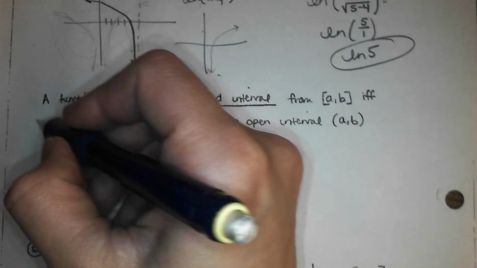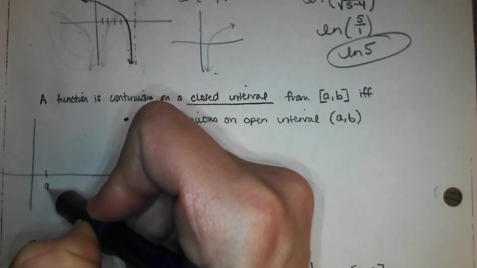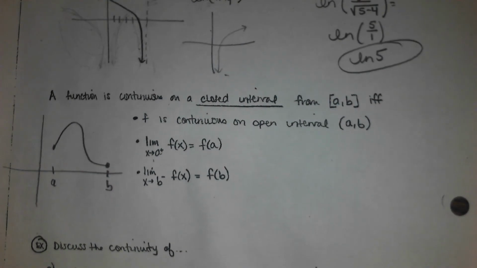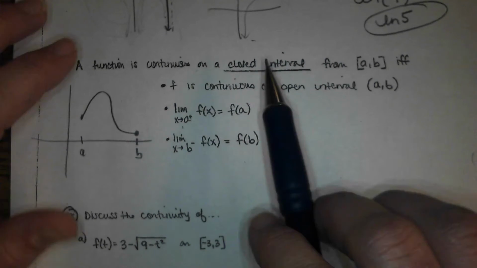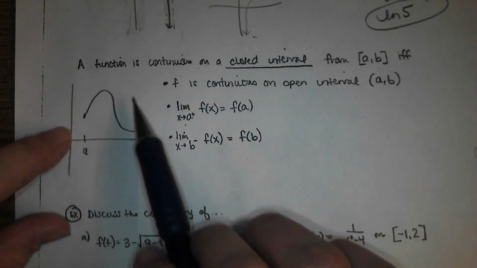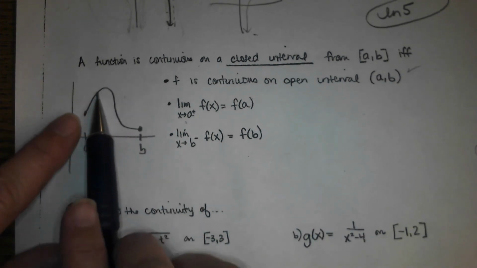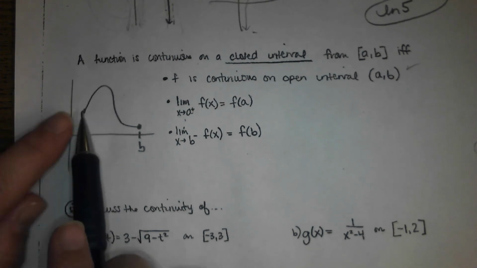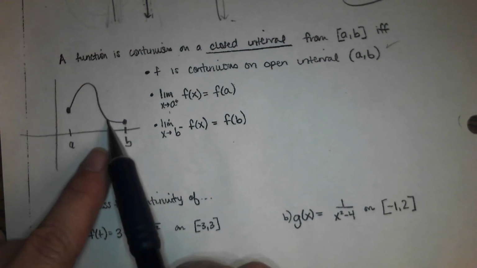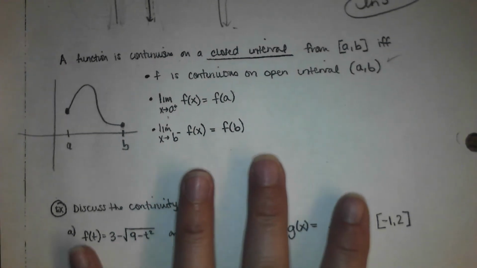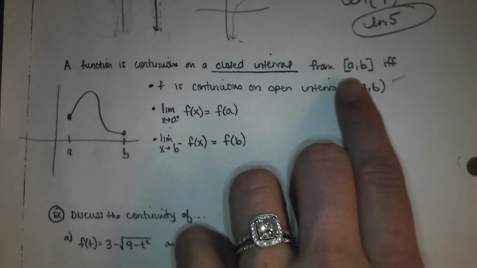between these two numbers? Like if I took something, I'll just give you an example. If this is A and this is B, we'll go through the three stipulations. Is this function continuous between A and B? Yes, right? Is the limit as I approach A from the right equal to f of A? Yes? Okay. And is the limit as I approach B from the left-hand side equal to f of B? Yes. So we would be able to say that this is continuous on the closed interval from A to B.